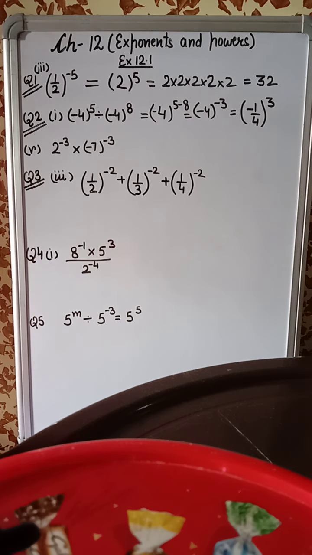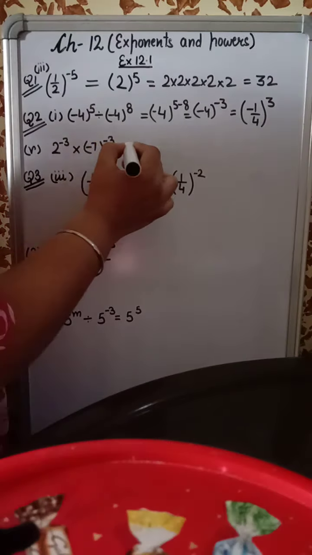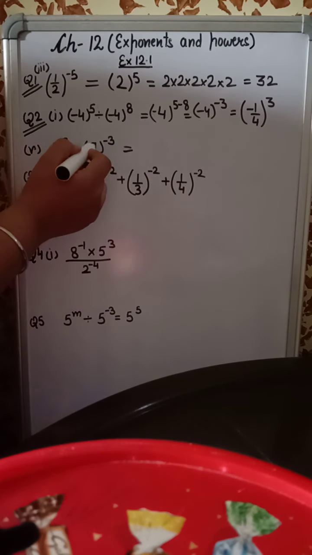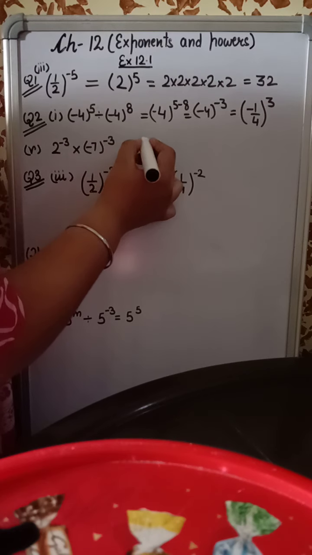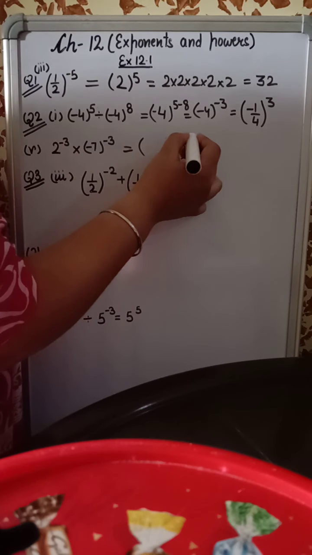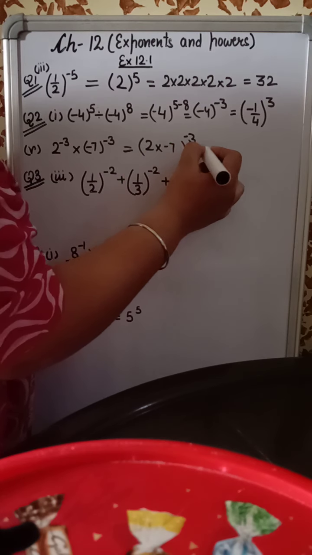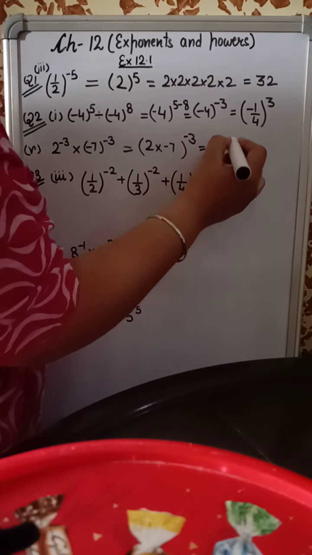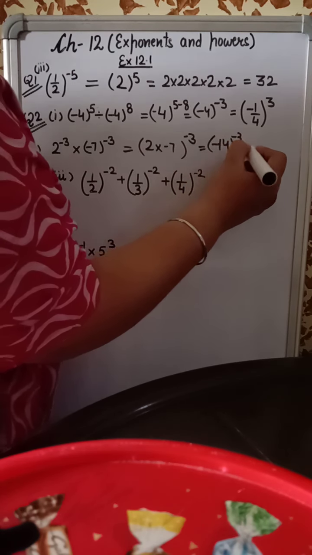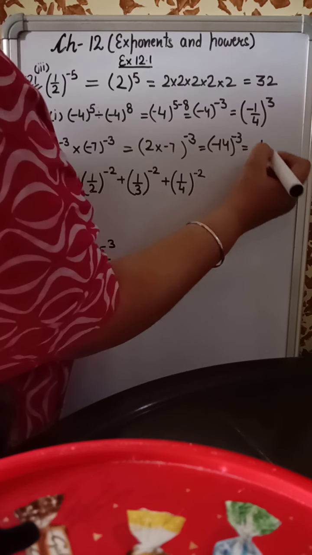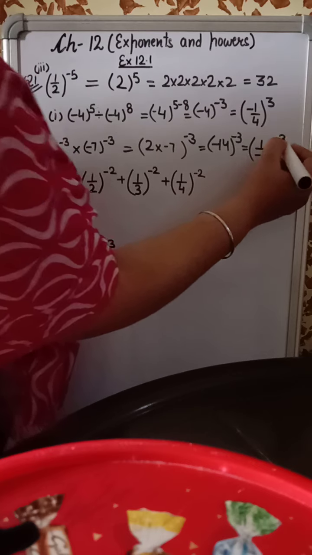We have to express it in a power notation with positive exponent. Now we can see that the bases are not same, but powers are same. So we'll take powers outside the bracket. In between it is 2 into minus 7. That is minus 14 raised to power minus 3. So in order to make it positive, we'll take the reciprocal. 1 upon minus 14 raised to power 3.